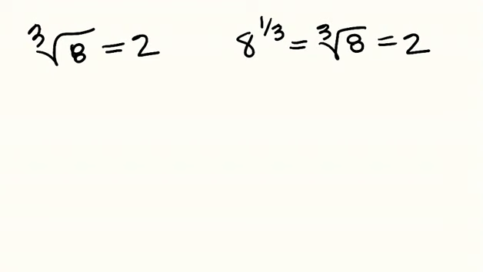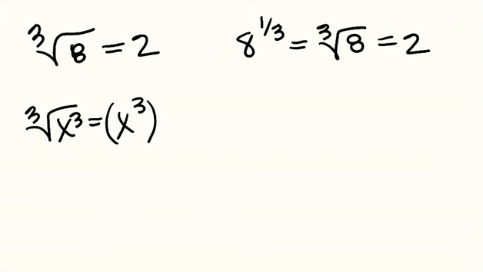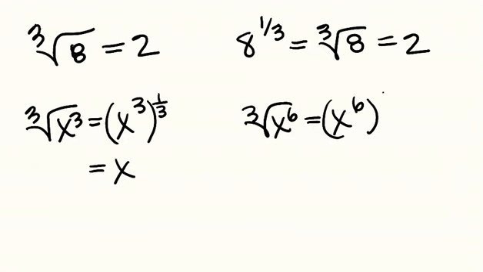And then when it asks us for expressions involving x, the third root of x to the third is, well, the third root is the 1/3 power. So that's just x. And then say the third root of something like x to the 6th is going to be where I'm going to divide the 6 by 3. So x to the 6 to the 1/3 power is x to the 6 times 1/3, or 6 divided by 3, which is x squared.